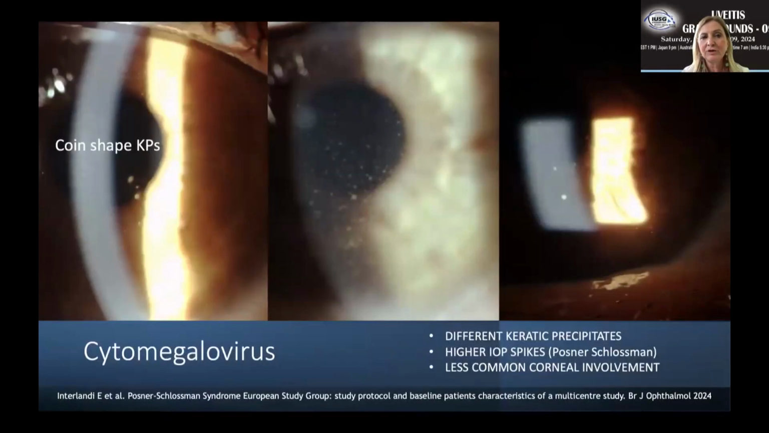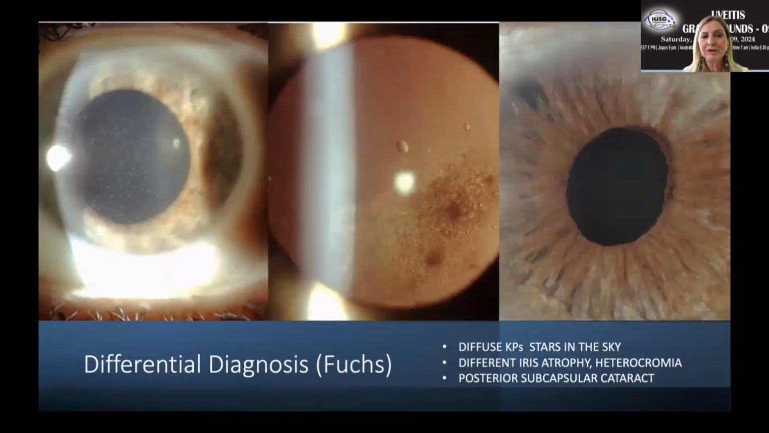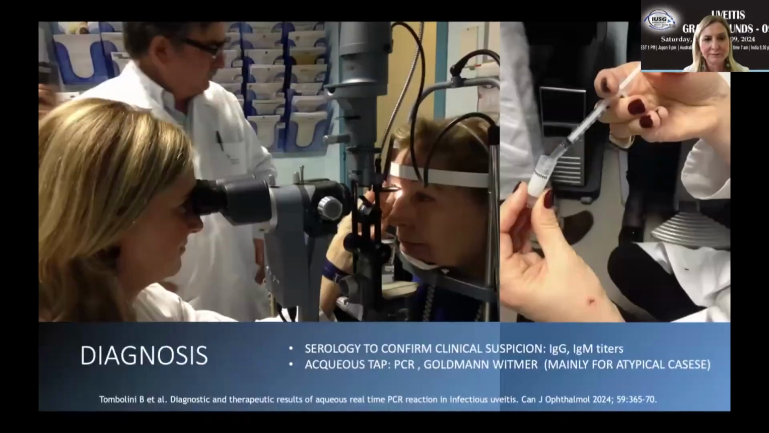In CMV anterior uveitis, we have seen the different types of KPs and different types of corneal involvement. But again, when you see a patient with anterior hypertensive unilateral uveitis, you have to think about the differential diagnosis, and Fuchs uveitis is one on the top of the list. But you can see that the KPs are different in Fuchs, and also the iris atrophy is different in Fuchs compared to the herpetic disease.